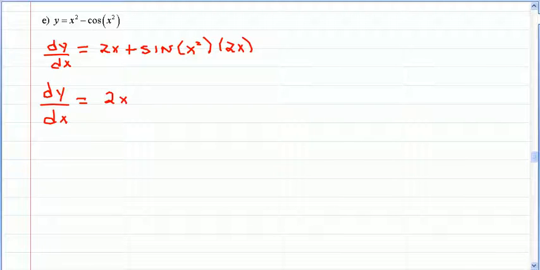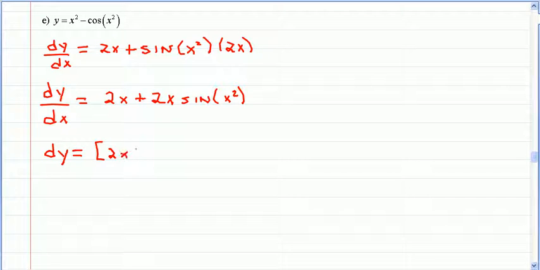as 2x plus 2x times the sine of x squared, and then I just move the dx over to the other side. So I have 2x plus 2x sine of x squared, and I'm just putting it in brackets to show that the whole quantity is multiplied by dx.